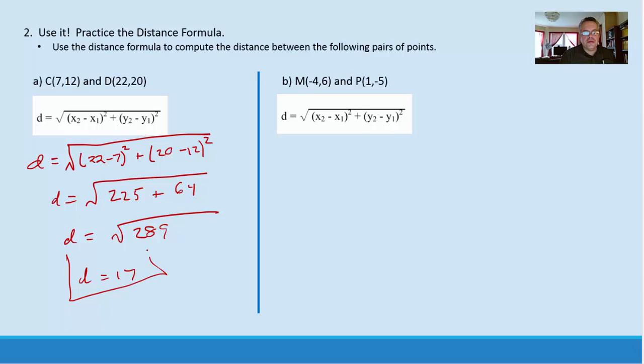This one is a perfect square. If not, maybe I would have left it at the square root of 289. Okay, so here we go. One more example. This one has some negatives, so we've got to be a little bit careful. So follow the formula exactly.